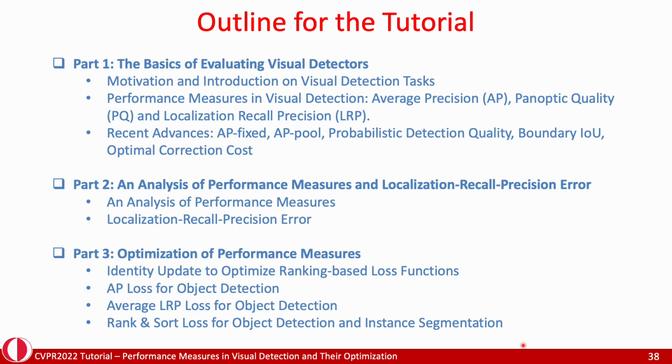And here we complete the first part of the tutorial. In the next part, we will talk about desirable properties of a performance measure and will present a detailed analysis of AP, LRP, and PQ in terms of these properties.